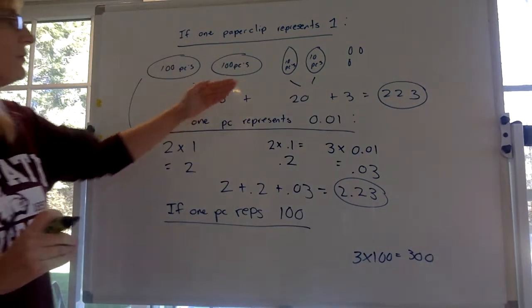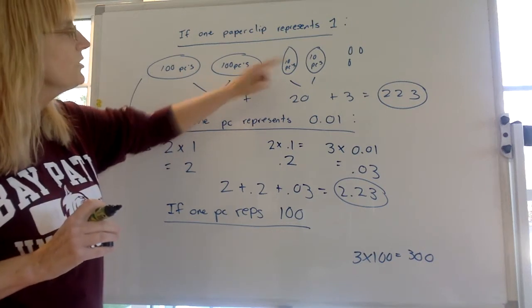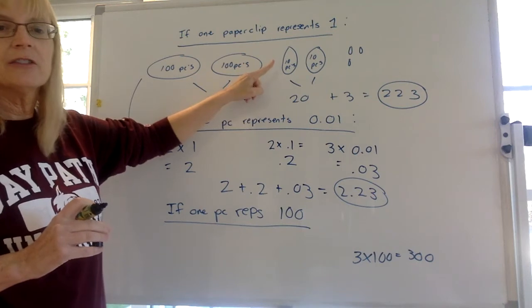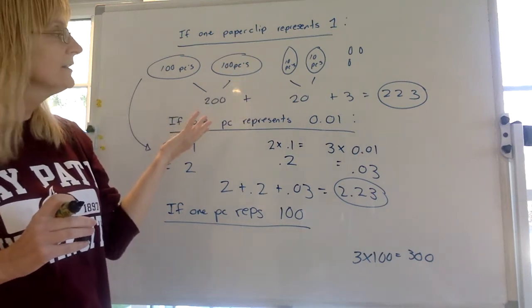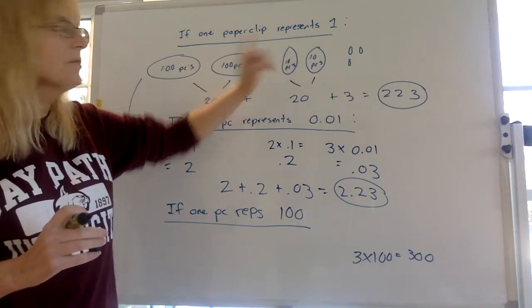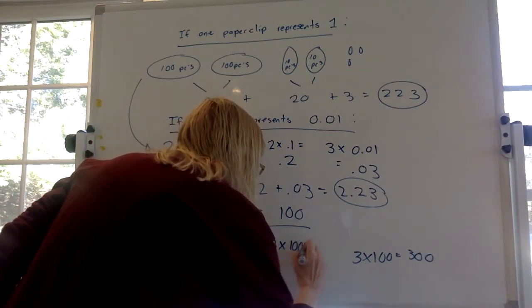Okay, let's move over to the two tens, groups of tens. So each one of these is 100. If you have 10 hundreds together, isn't that 1,000? Right? 10 times 100 is 1,000. So each one of these groups of 10 represents 1,000.